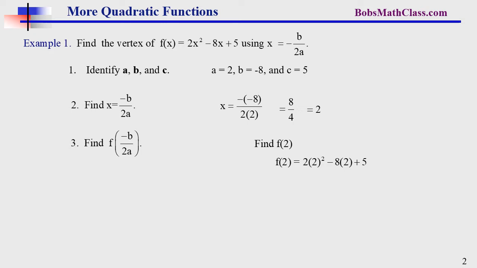So plug in a 2 everywhere. So 2 times 2 squared minus 8 times 2 plus 5. Work that out, and you should get negative 3. Okay, that's our y value. So there's our vertex, 2, negative 3. Now, if we wanted to graph this parabola, we would make a table, and 2 would be in the middle, the x value, and then pick numbers to the left and right of 2. So you would pick 1 and 0 on the left, and 3 and 4. We're not asked to do that here, but just think about that.